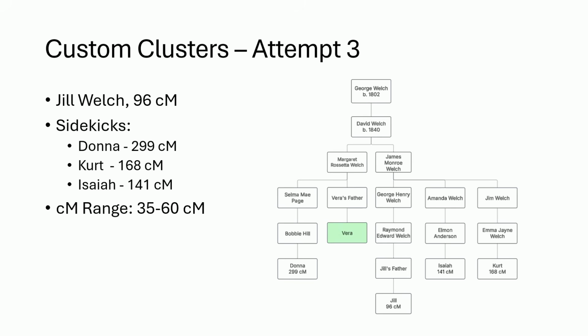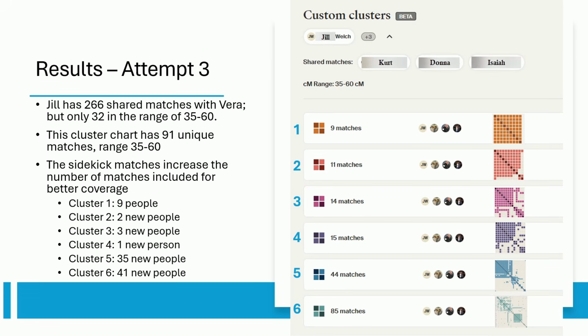And the centimorgan range I picked was 35 to 60, and I picked that just to try a different range to see if it affected the number of clusters and the number of matches included and how it looked. Okay, so I was pretty excited with the result here. I've added some screenshots of what the clusters actually looked like next to the number of matches, to show how many people were in each one at a glance.